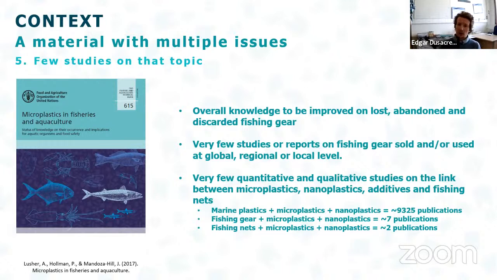And the last point is that we have very few quantitative and qualitative studies on the link between microplastic, nanoplastic, additives, and fishing nets. If we look on Scopus for different research like marine plastics and microplastics and nanoplastics, we have 9,300 publications. If we look for fishing gear, microplastic, and nanoplastic, we drop to 7 publications. And if we look for fishing nets, microplastic and nanoplastic, we have just 2 publications.